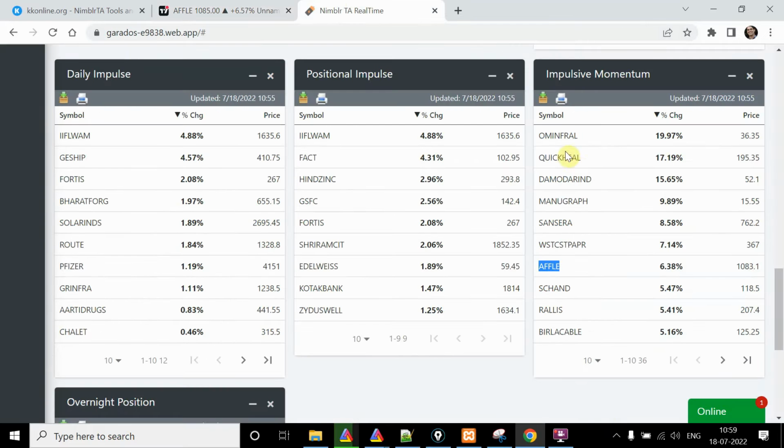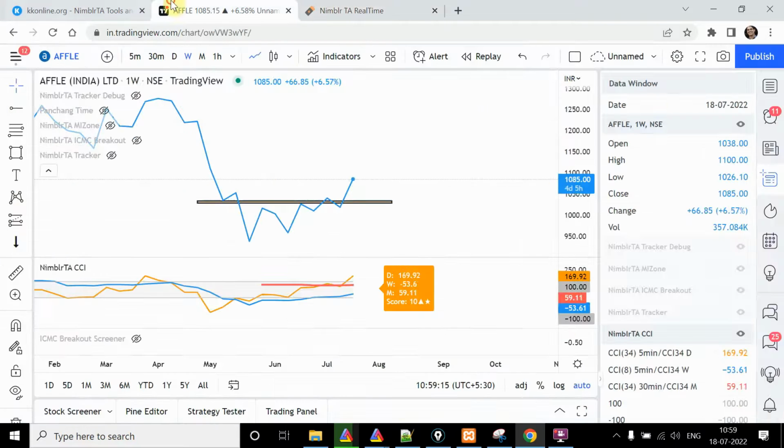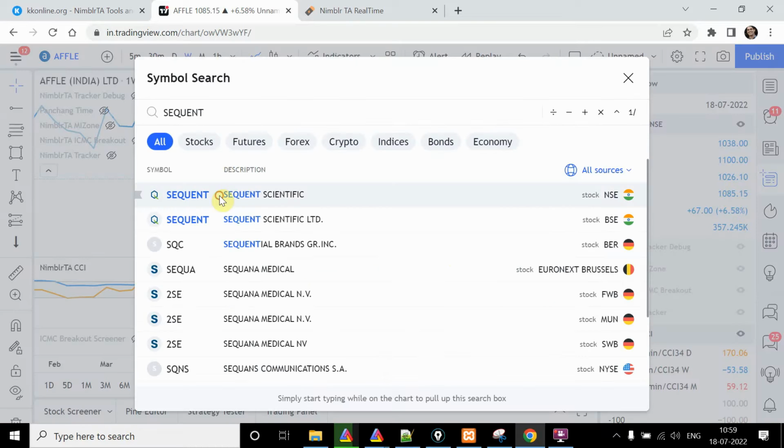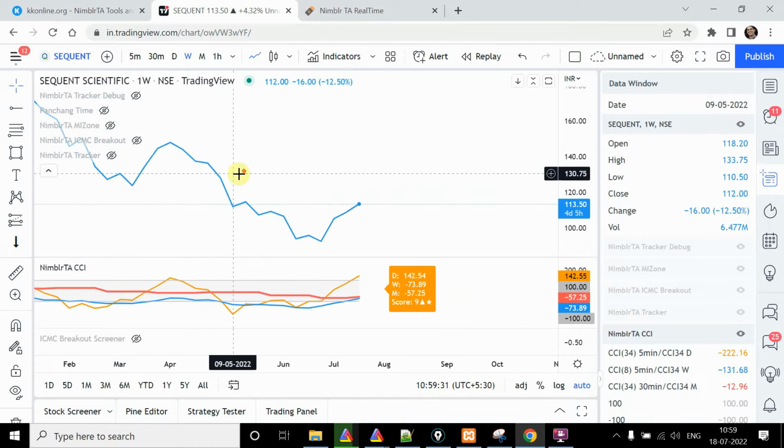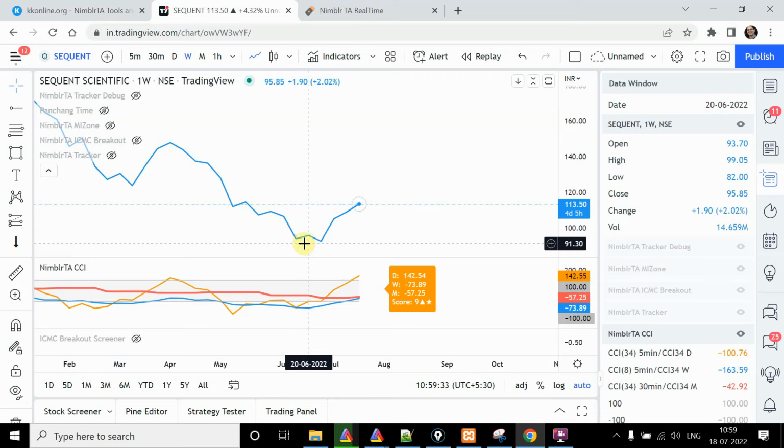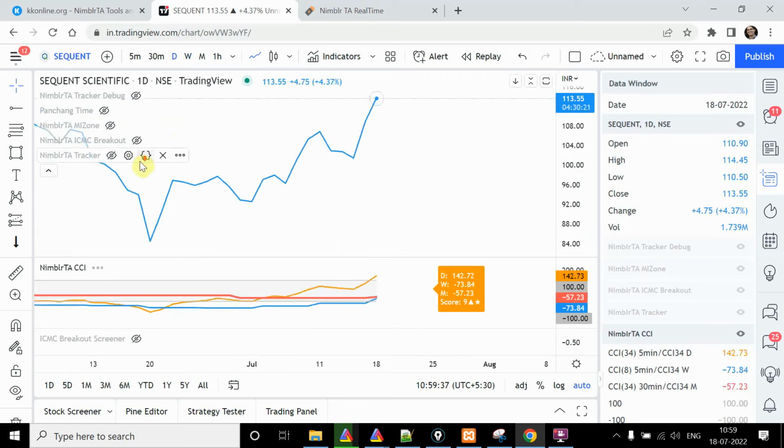Now taking another example, let's go to another part over here. Let's see impulsive momentum. We already talked about it. Sequent we can take probably. Over here, Sequent is one of the stocks. It created a new lower low. The recent high has been crossed. This is on a weekly basis. It is giving an impulse.